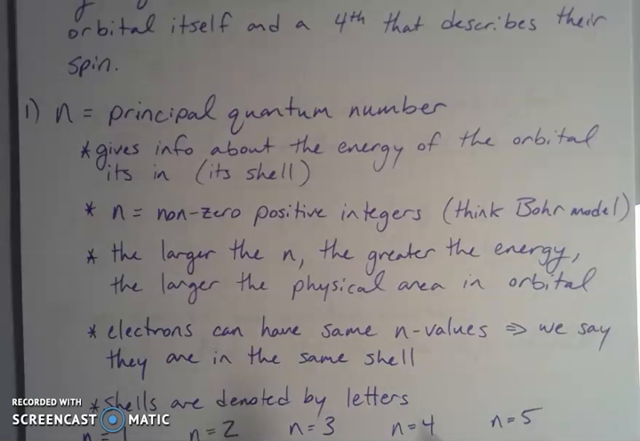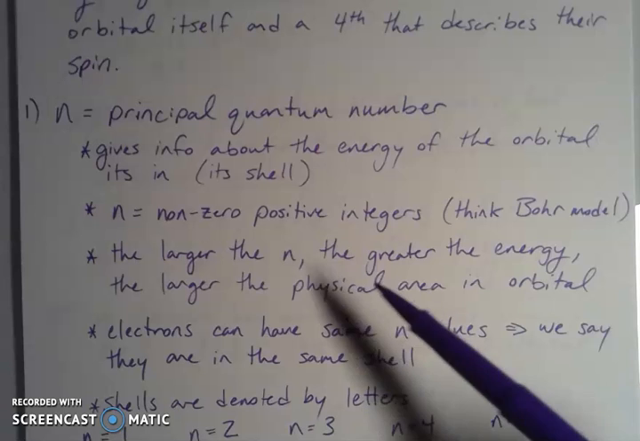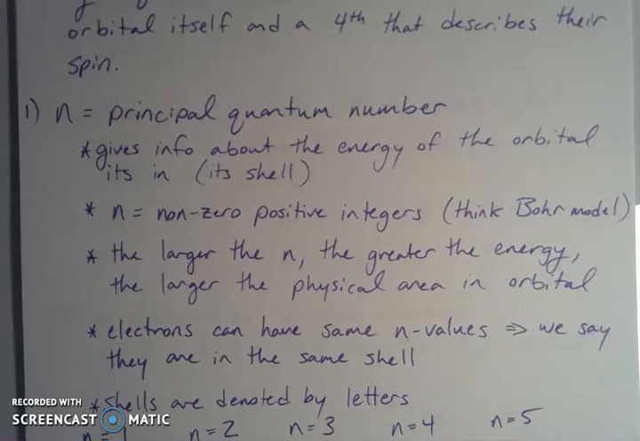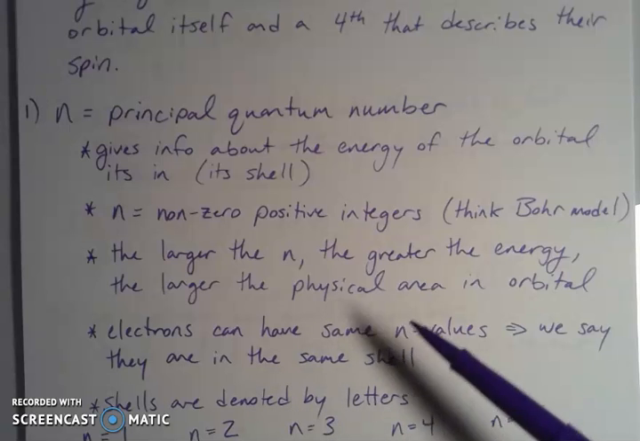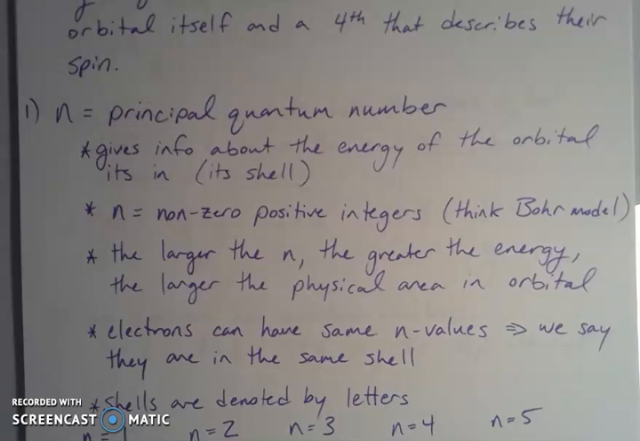The larger the n, the greater the potential energy. So if I have an n equals 3 versus an n equals 1, then the n equals 3 is further away from the nucleus, with greater potential energy for an electron in that one. And then the larger area that I have also comes about because of that larger energy, right? So as I move away from the nucleus, I get greater n values. Those greater n values represent larger physical orbitals as well.